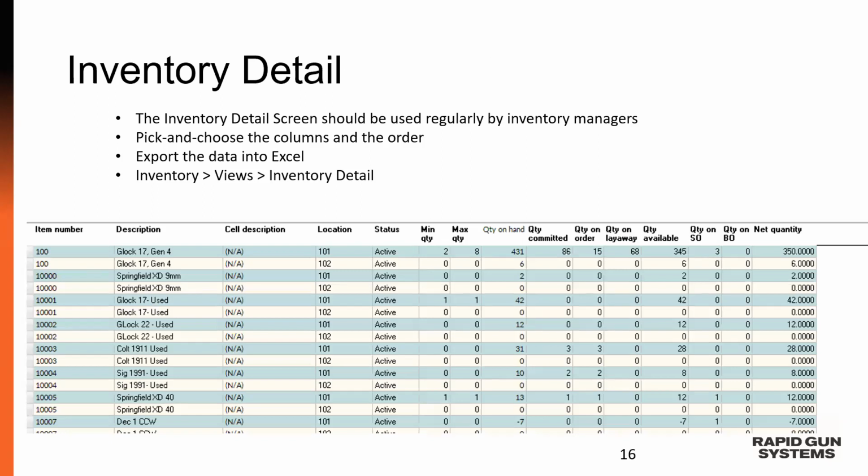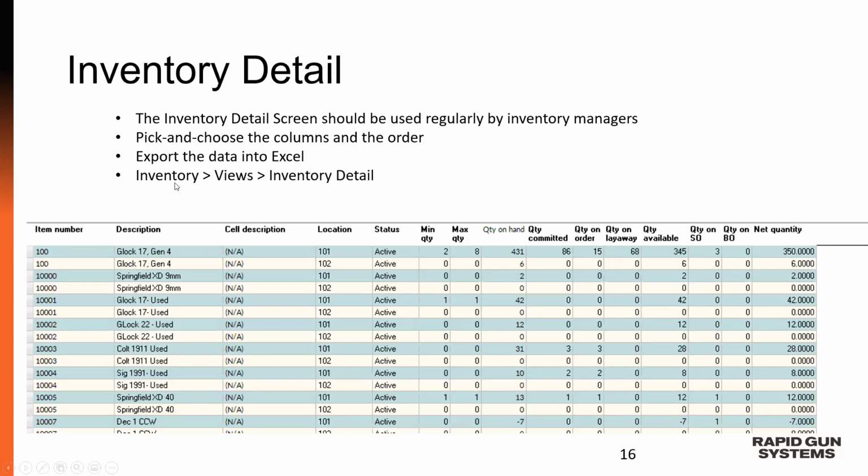All of you who are listening who are inventory managers or buyers, it always surprises me that people don't know about this particular screen, and so I want to make sure that you know about it. It's called the inventory detail screen. And the thing that I love about this screen is that it allows you to pick and choose the columns and the order of those columns on this report. And there's a lot of different columns that you can pick and choose from. You can export all the data into Excel, so that if you're an Excel guru, you can sort and filter and write formulas and do whatever that you want to do.